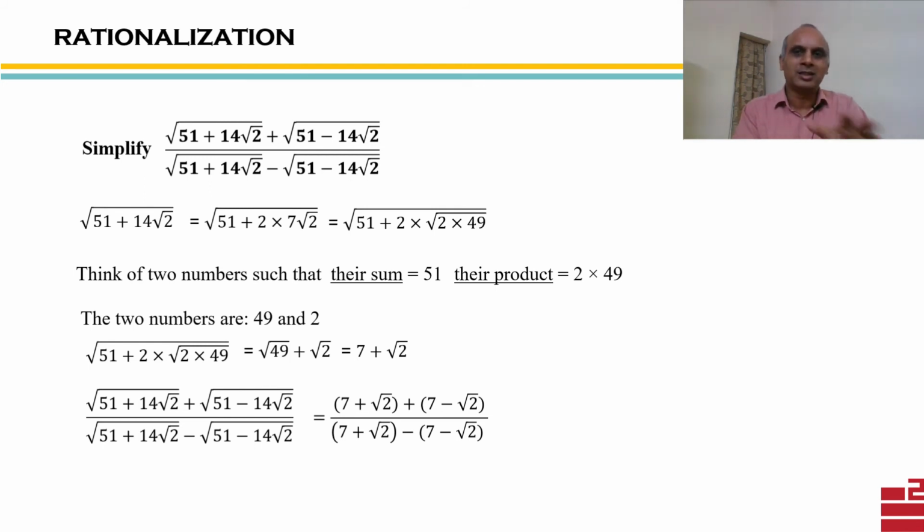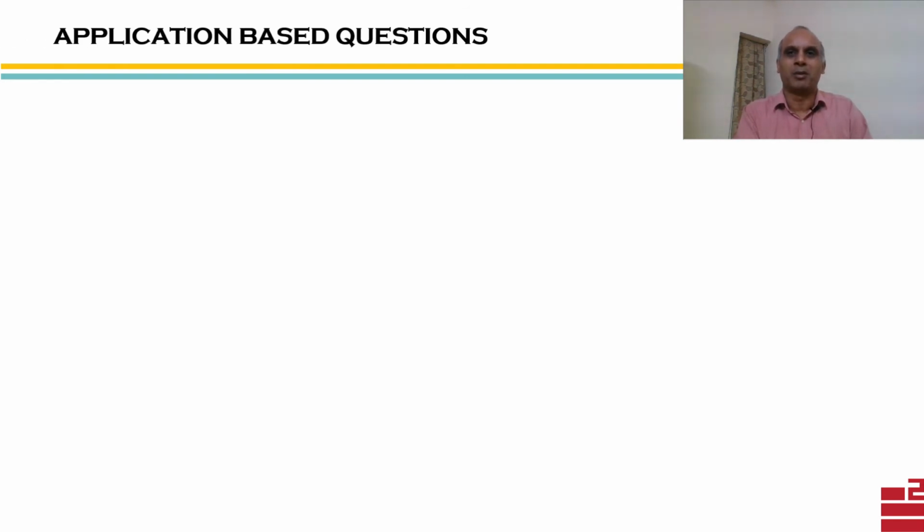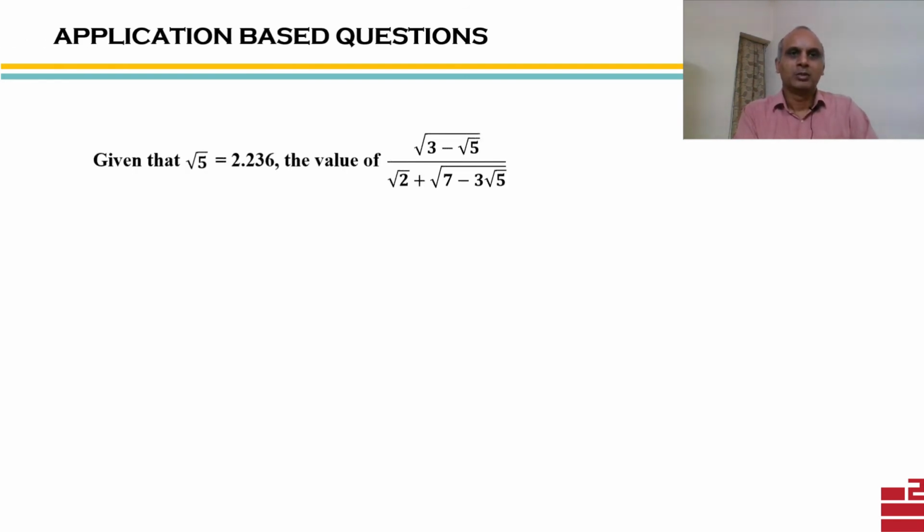So our given expression becomes 7 plus root 2 plus 7 minus root 2. Replacing the terms accordingly, we get this expression, and after cancellation of terms, we get 14 upon 2 root 2, which I can further write as 7 by root 2, or you can rationalize the denominator further, we get this. Alright, let us now turn our attention to application-based problems. So our first problem is this.